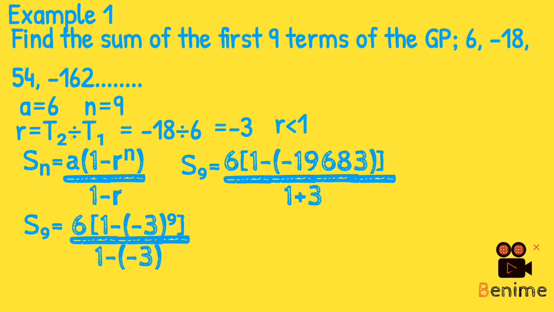Now it's 1 plus 3 because that minus times minus, minus open bracket minus in the denominator part means minus times minus, and minus times minus is plus. So that's why I have 1 plus 3 in the denominator part. So what we have is S9 is equal to 6, open bracket, 1 minus, open bracket, minus 19,683, close bracket, close another bracket, all over 1 plus 3.